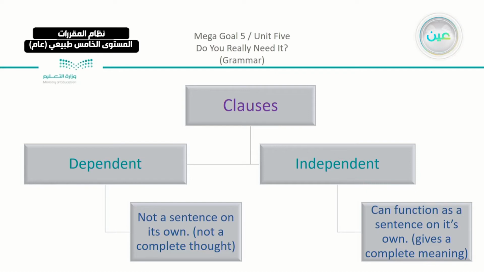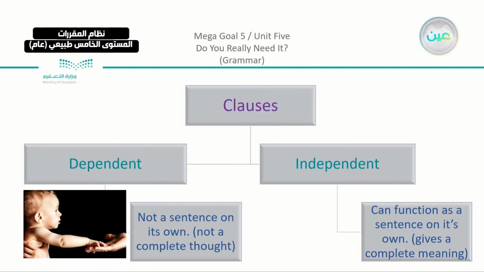To remember this part, you can just look at this cute baby. Now, can a baby this age walk, change, eat, do things? Of course not. Why? Because he or she depends on their parents. So the word dependent comes from the word depend. A baby depends on their parents. Which means that the dependent clause depends on another part. So it is not a sentence on its own. It can't be on its own because it is not a complete thought, or we can say a complete idea.